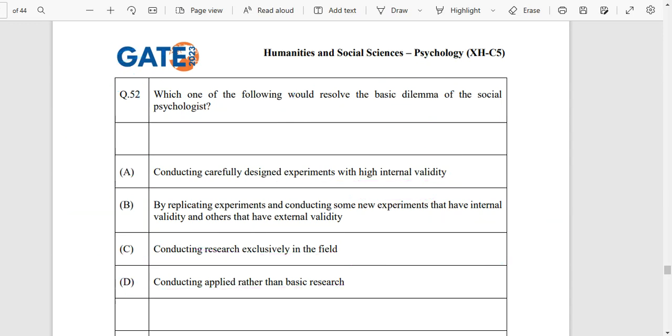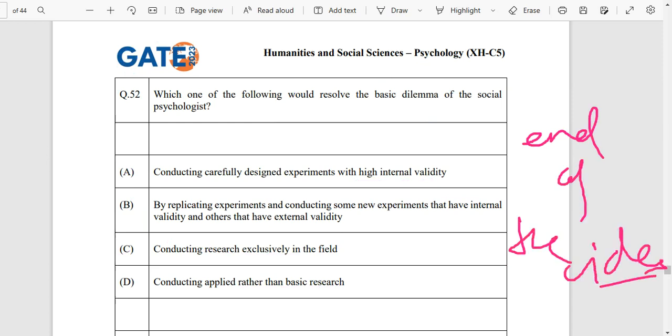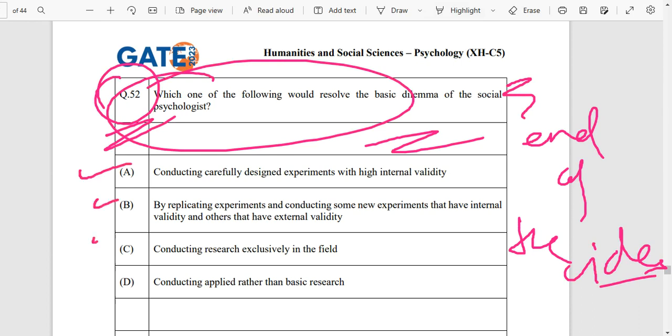We will find out at the end of the video. So keep watching the video. The last question we will be discussing will be question number 52. So try to answer what should be the answer according to you, A, B, C, D, and we will look at it at the end of the video. So let's move on to the next question.